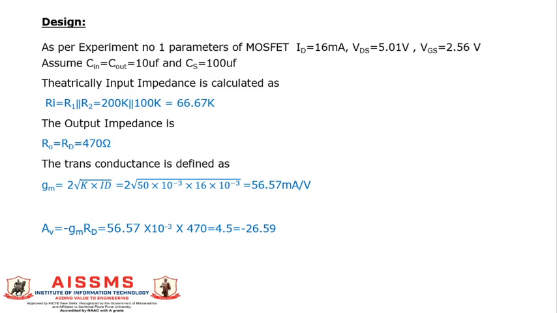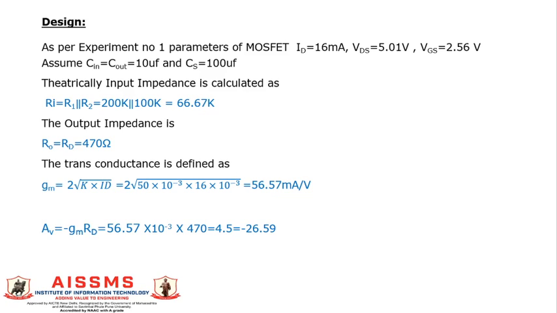From experiment number 1, that is DC biasing of MOSFET, we have simulated and we have got the values of ID equal to 16 milliampere, VDS equal to 5.01 volt and VGS equal to 2.56 volt. We'll assume the coupling capacitor value 10 microfarad and bypass capacitor value 100 microfarad. Theoretically the input impedance is 66.67 k, that is 200k parallel 100k.